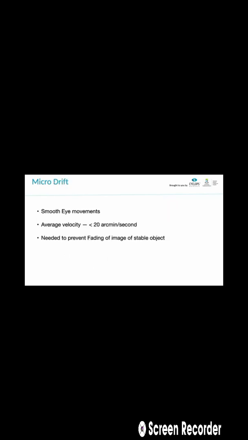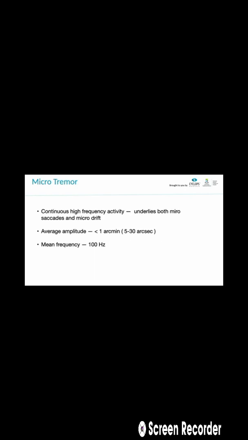Coming now to the microdrift. These are the smooth eye movements that occur with a velocity of less than 20 arc minutes per second. They are necessary to prevent fading of the image of a stable object on the fovea.